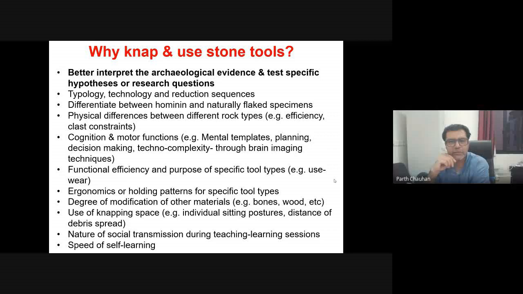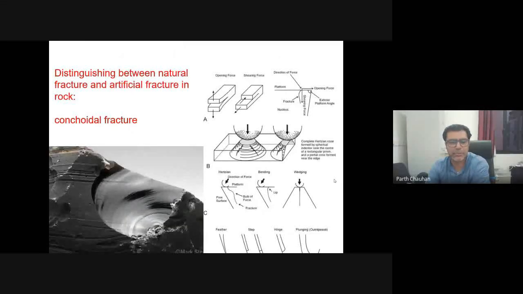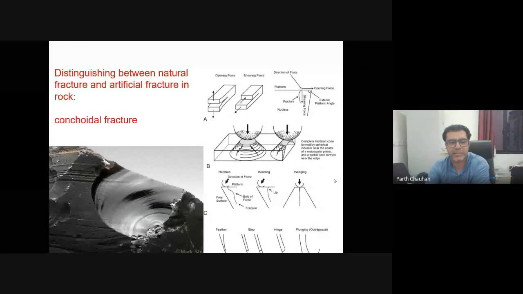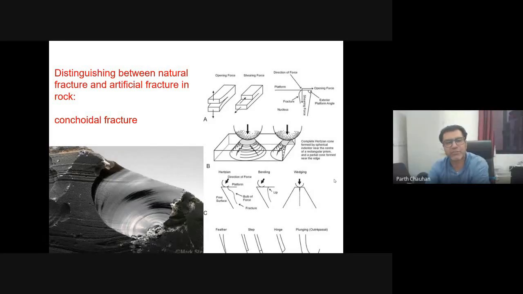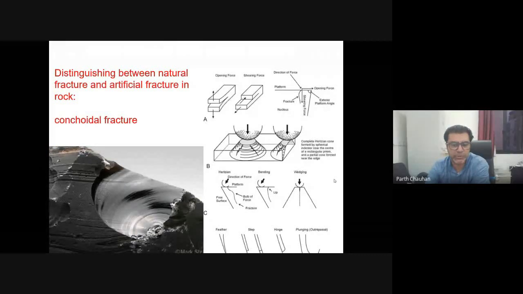So I'll just show you some images in relation to what I just covered. For example, we can understand the fracture mechanics of different rocks. We can see the different properties, which rocks flake easily, which rocks you need more strength, for example, and how do these rocks compare with each other when they fracture.